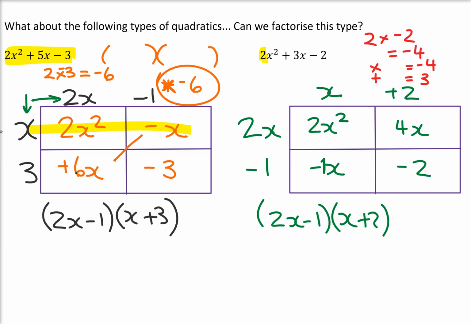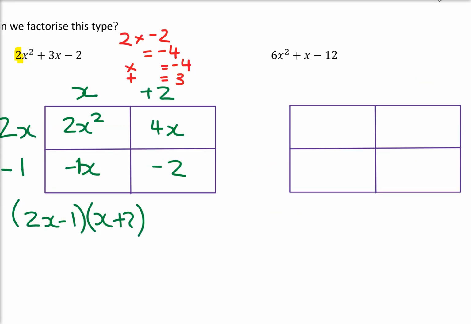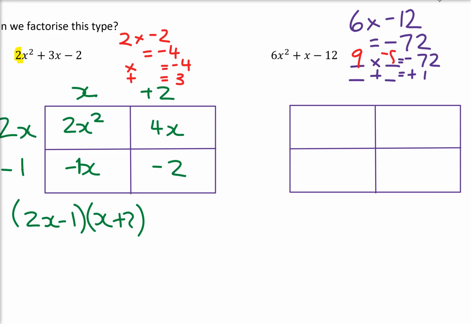Okay. So have a crack at this next one. You've had about a minute or so now to attempt that. What's the process? What's the first thing you do? 6 times negative 12, the first coefficient times the last. You get negative 72. What are 2 numbers that multiply to negative 72 that add to positive 1? Yeah, 9 and negative 8. Okay? 9 times negative 8, 9 plus negative 8.